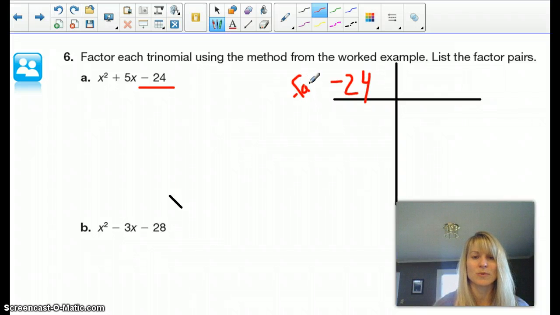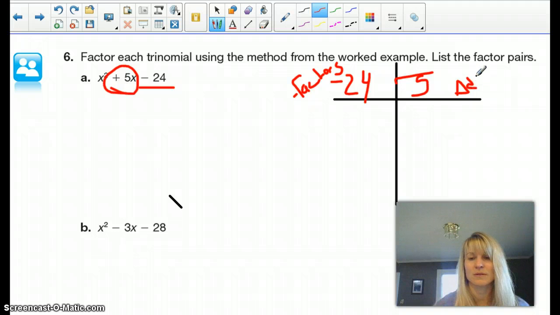So that's what multiplies to negative 24, right? But those factors have to add to my center term, which is 5x. So I'll put 5 here. And they have to add to this number. So I just go through and I start thinking of things.